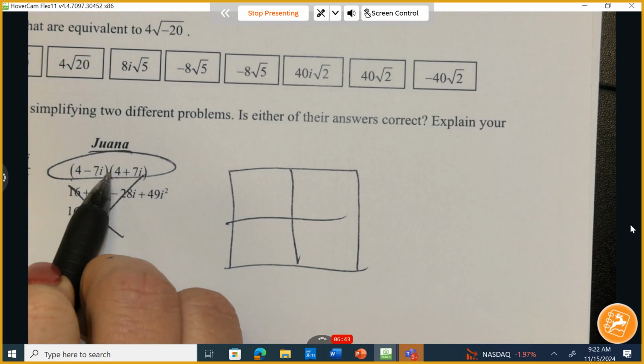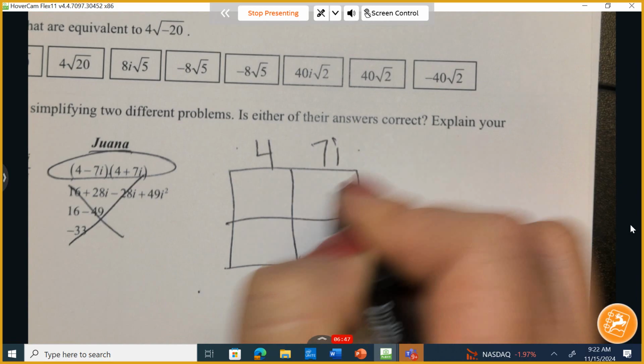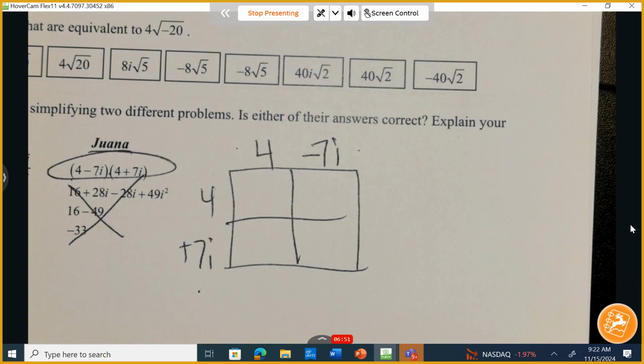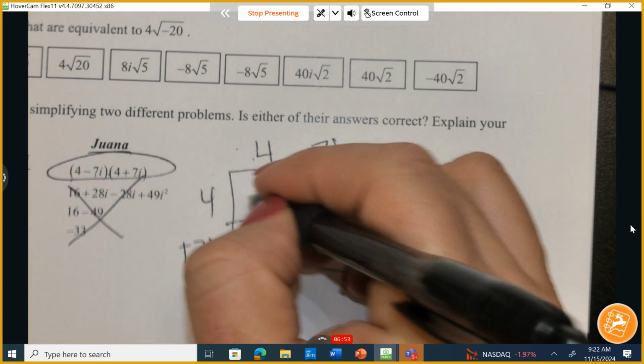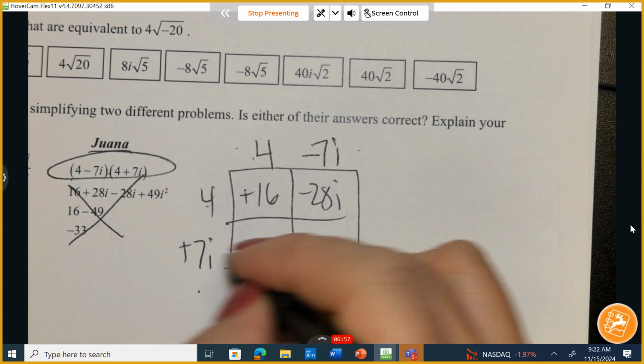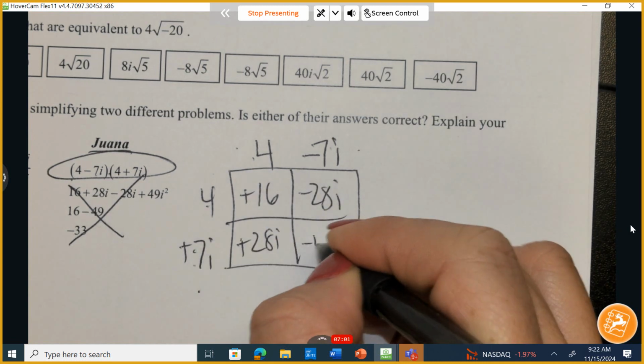This 4 subtract 7i can line up on top or going down the sides. 4 times 4 is positive 16. 4 times -7i is -28i. 4 times 7i is positive 28i. 7i times -7i is -49.